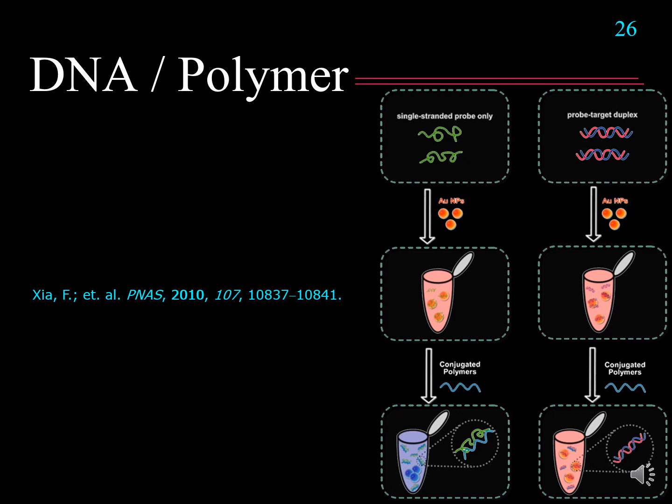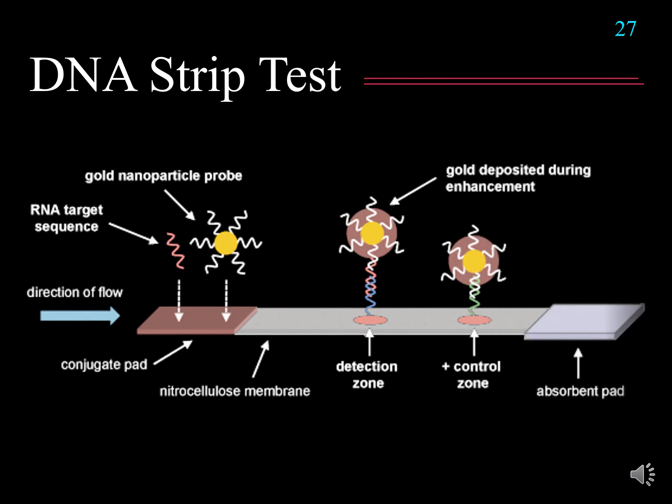So as you can see, there are many designs to use the gold nanoparticle for colorimetric detection of DNA and everything. And also, antigen antibody, we can have a strip test. DNA can also perform a strip test as well. So the design is quite similar, right? From the conjugated part, we put the RNA target sequence from the patient, and then we have the gold nanoparticle probe here as well. So by chromatography, everything flows to the right hand.